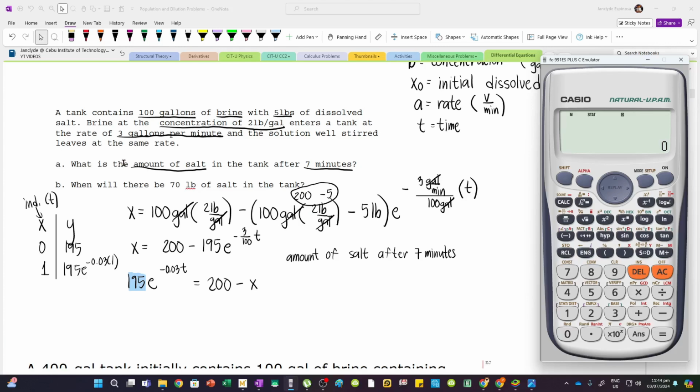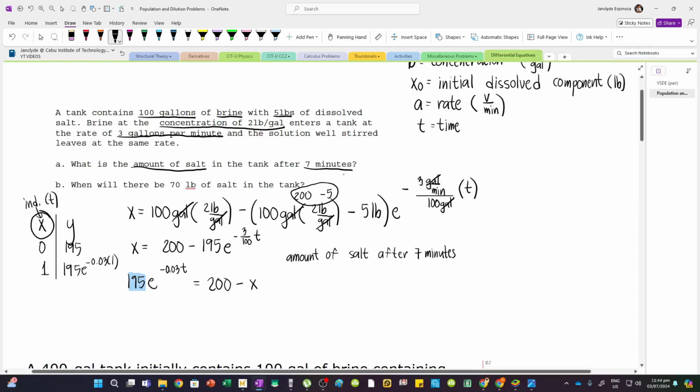Now, the first question is, what is the amount of salt in the tank after 7 minutes? We are given a value for x, or a value of time, so 7 minutes, and we are missing the y value. If you are missing the y value, then you need to use y hat, and you're going to pair that with your known value.